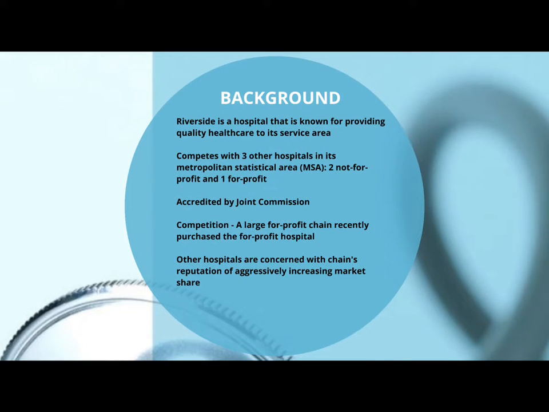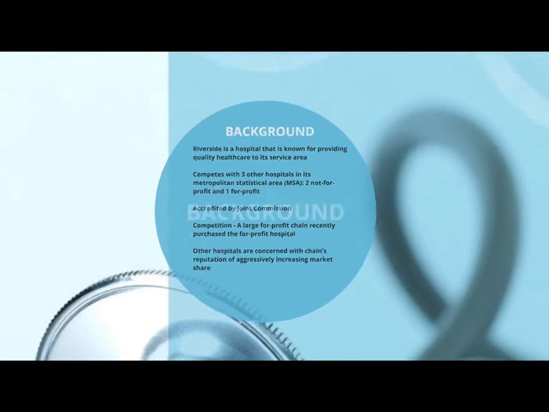Now, some background about the hospital is that Riverside is a hospital that is known for providing quality health care to its service area. It competes with 3 other hospitals in its metropolitan statistical area. There are 2 non-profit hospitals and 1 for-profit. And Riverside is accredited by the Joint Commission, and that accreditation is something that they are proud of. Now, the competition is a large for-profit chain that recently purchased the for-profit hospital. The other hospitals are concerned with the chain's reputation of aggressively increasing market share.